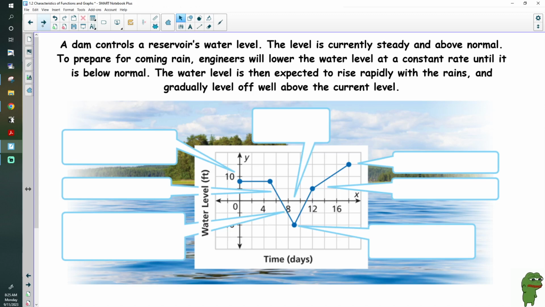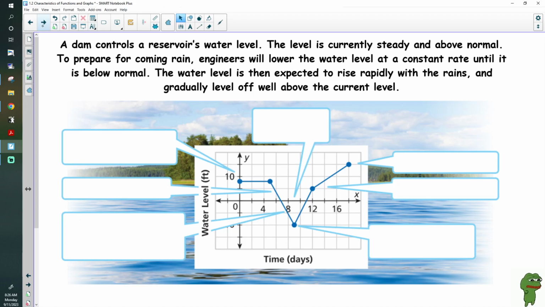So if we kind of read through this, you can see how this graph is made. At the start, the water level is currently steady and above normal. So if you look at our function, see how it's above 0 and it's steady, meaning it's not going up, it's not going down, it's constant. All of a sudden then, to prepare for coming rain, the engineers lower the water level at a constant rate. So now what's the water doing? It's going down until it's below that normal level, which is our x-axis. So it's gone down into the negative.